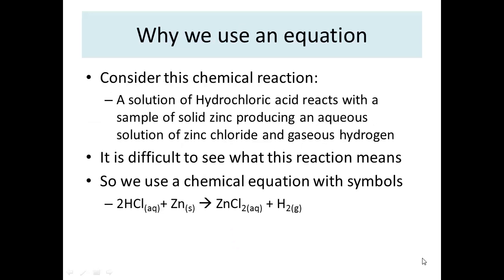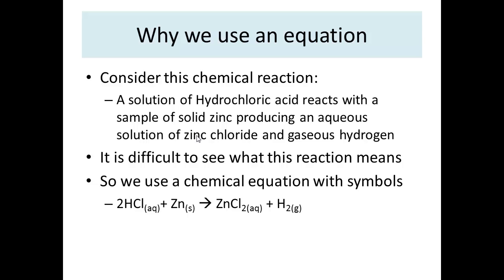So why do we use an equation? Don't write this down. Pay attention. Your eyes should be at the board. There's a reaction. A solution of hydrochloric acid reacts with a sample of solid zinc, producing an aqueous solution of zinc chloride and gaseous hydrogen. If you had to write that every single time, it would take forever. And a lot of what you actually need to understand would be lost, because there are so many words in there.